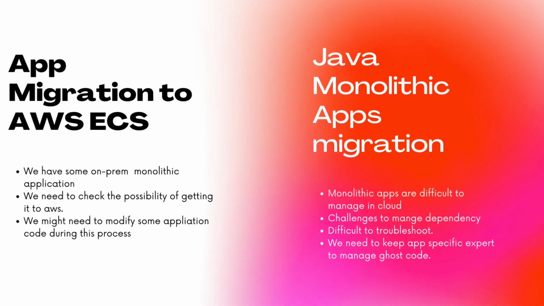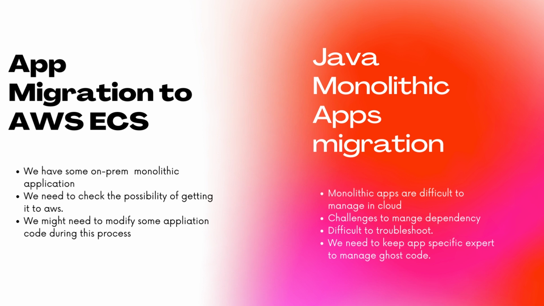Now let's see the application migration to AWS ECS. We have some on-prem applications. When somebody asks you in the interview, you need to tell them that I was working in a project where we had some on-prem applications. They were monolithic, which means they are not in the cloud, not in Kubernetes, not in a microservices-type system. They call it monolithic. So dependencies are well defined, and it's one big script or one big application, right?